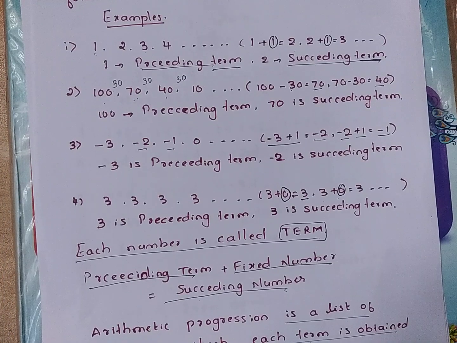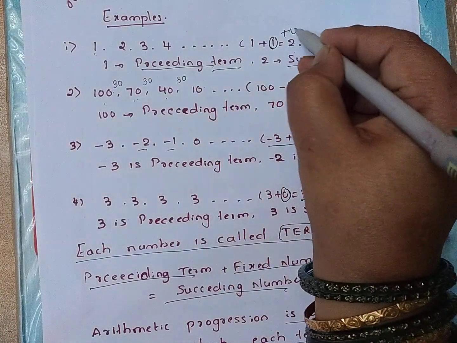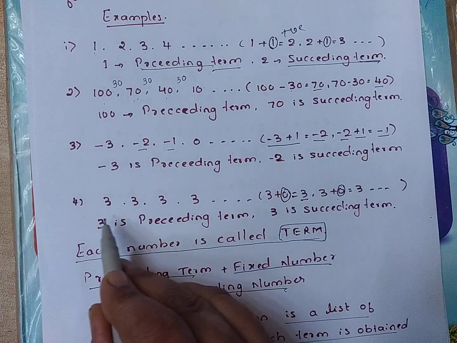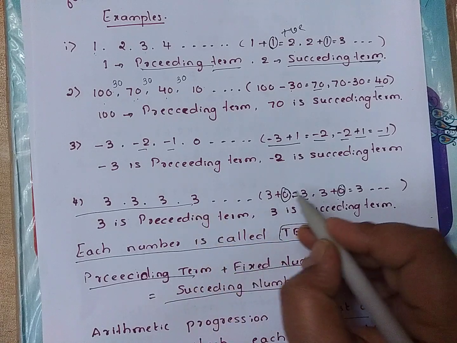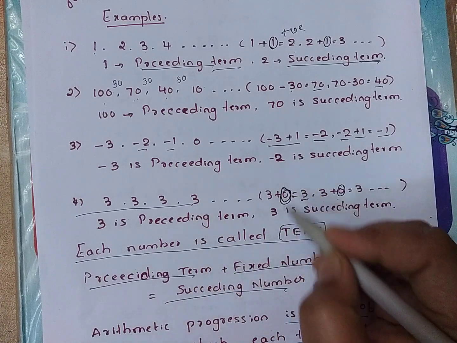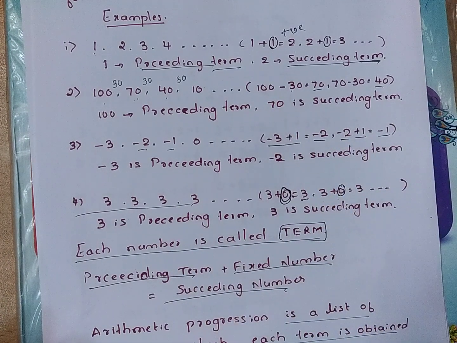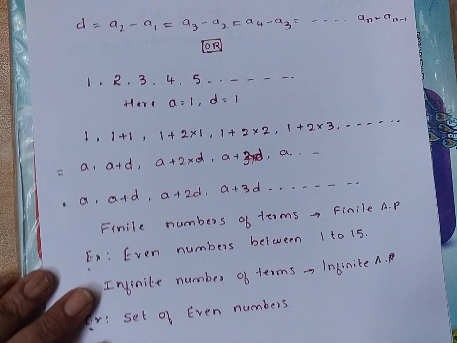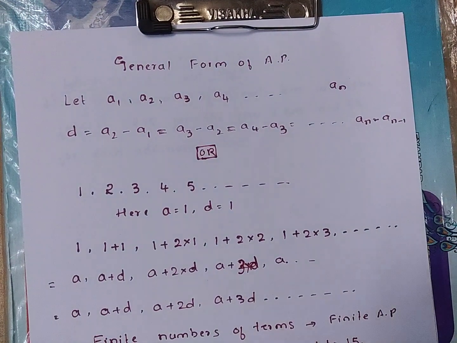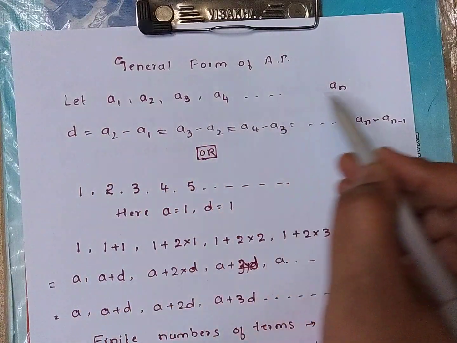See, consider the first example here. Here it is positive; 1 is the common difference, a positive number. And take the fourth example. What is the common difference between all four numbers? That is 0. So like this, the common difference may be positive, negative, or 0. Now, after understanding the meaning of arithmetic progression, what is the general form of an arithmetic progression? How do we write the general form? Suppose let a1, a2, a3, a4 up to n terms.